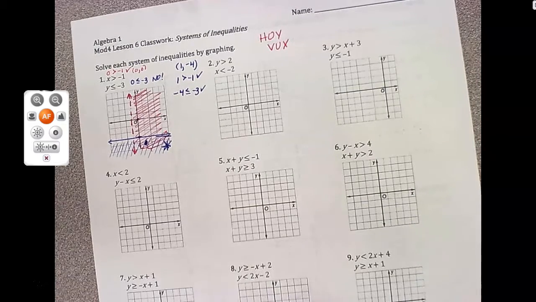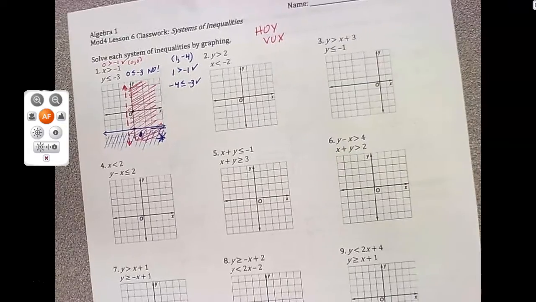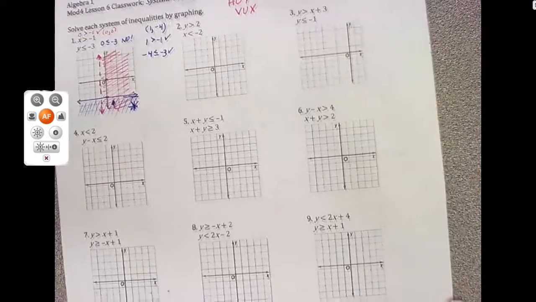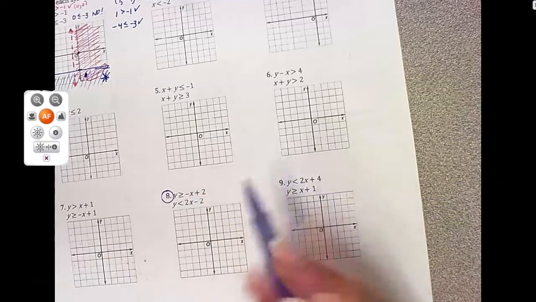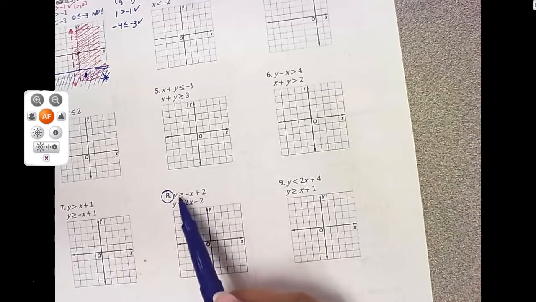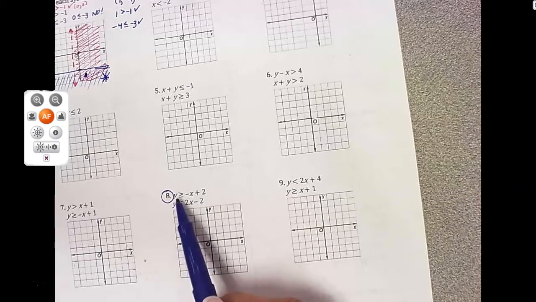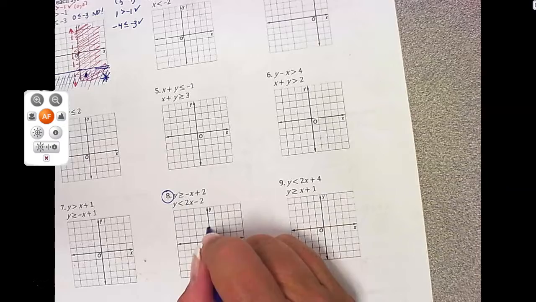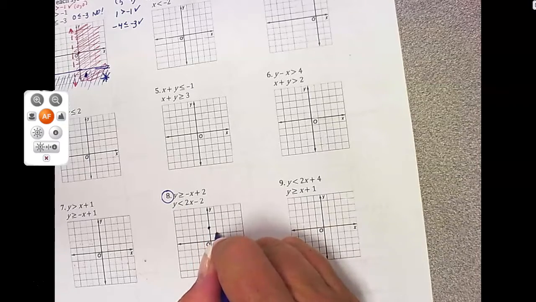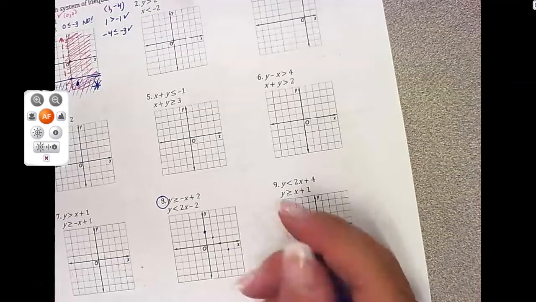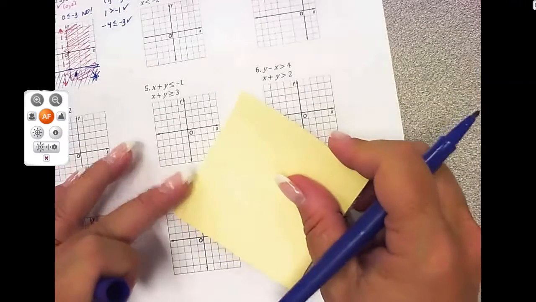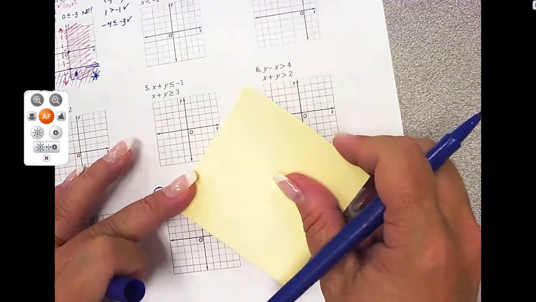Let's do one with just regular lines with slopes. So I'm going to pick number 8 and do that one together. So let's graph the first one. And remember, we're going to do a solid line and we're going to go to +2 with a slope of -1. So I'm going to get a straight edge and draw a solid line.